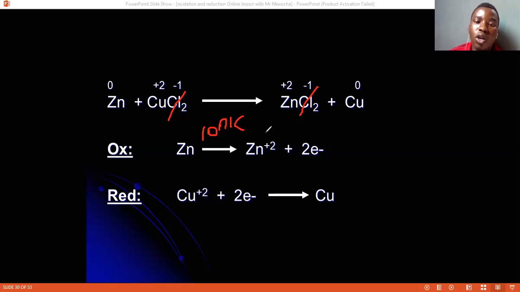What do I mean by ionic equation? An equation showing changes in oxidation states, showing the various ions in the element. Because the chlorine ion did not change, we throw it away.